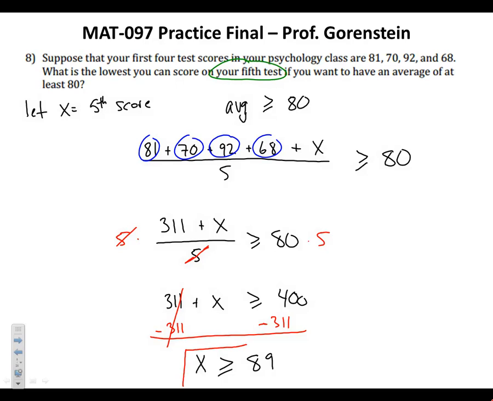for the 5 scores to average out to be 80. You could test this by letting that x be 89. So if we plug in an 89 here, find the average of those 5 numbers, you'll get exactly 80. So we have x is greater than or equal to 89.